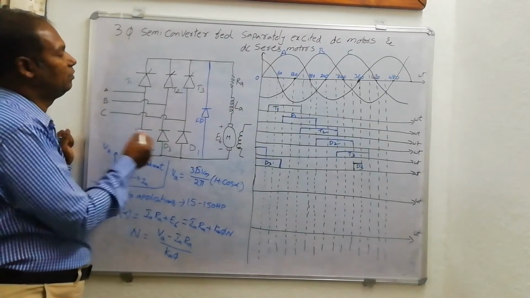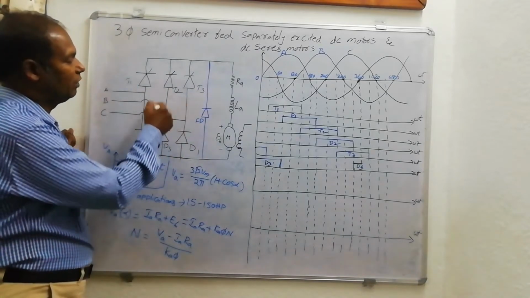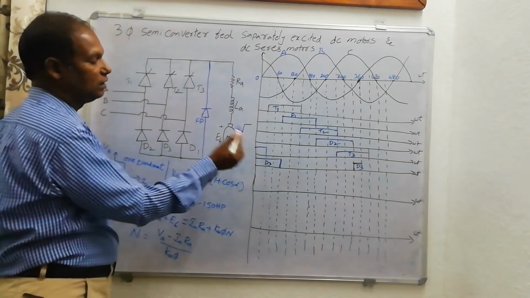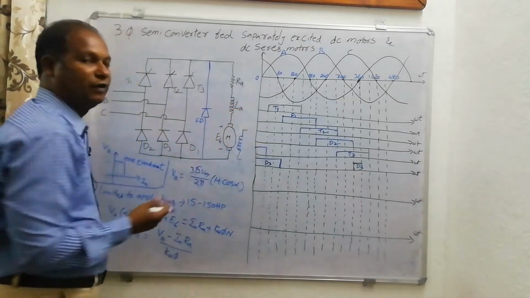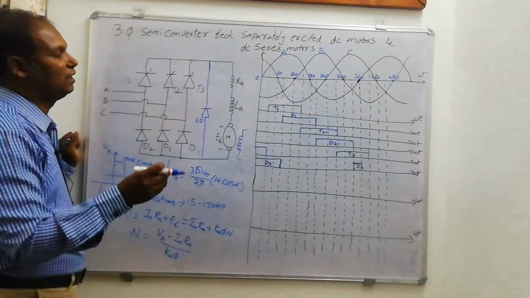This is the three-phase semi-converter. 3 SCRs are there and 3 diodes are there. This semi-converter is connected to the separately excited DC motor. Separately excited DC motor means you have to connect the field winding separately. Okay, first we discuss the three-phase semi-converter fed separately excited DC motor.